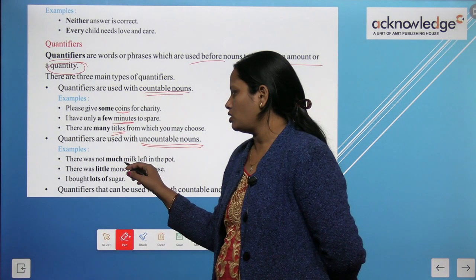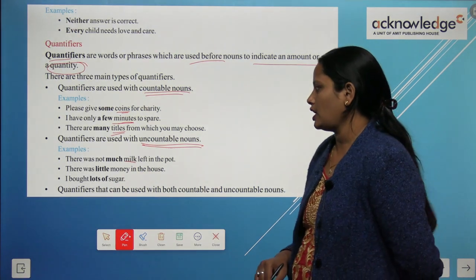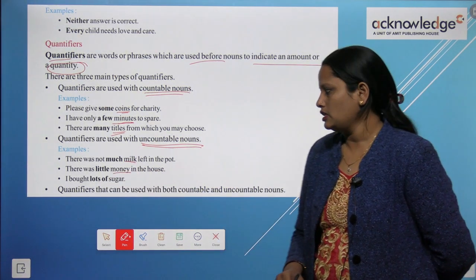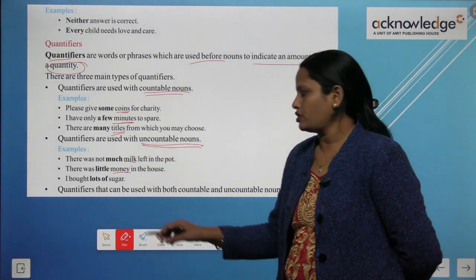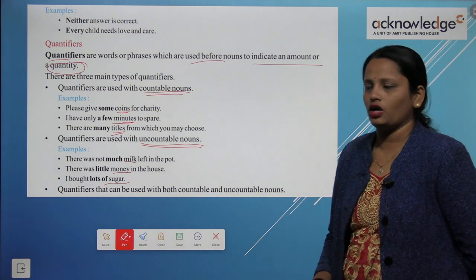So there is not much milk left. अब मिल्क जो है is uncountable, उसके साथ यूज किया है. There was little money in the house, so money is uncountable. And I bought lots of sugar, so sugar is also uncountable.